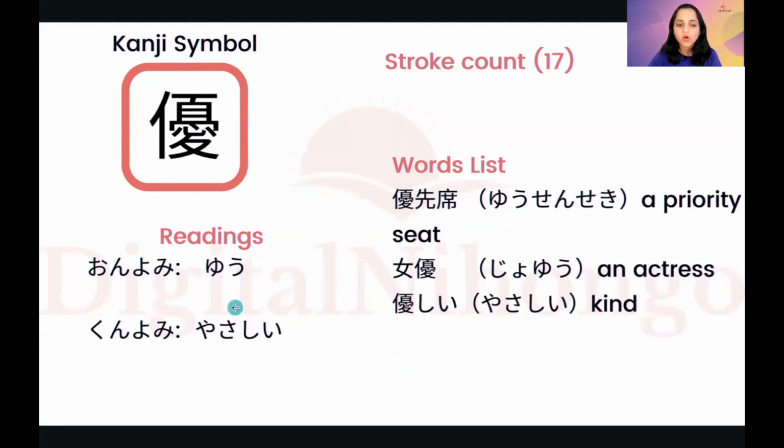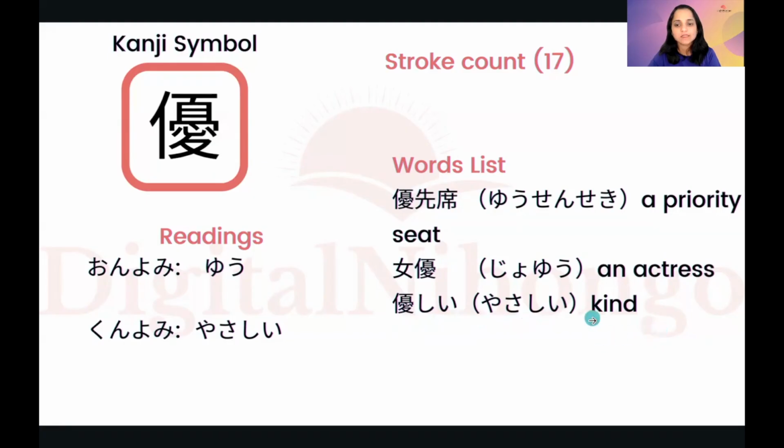Then yu or yasashi. Yasashi, kind. Okay. Yusenseki. This is a commonly seen word where you have priority seats in the train. Yusenseki. Seki for seat. Yusen, priority. Being kind with people. So, yusenseki. Then, joyu is actress. Jo for woman. This kanji is of onna. Joyu, actress.